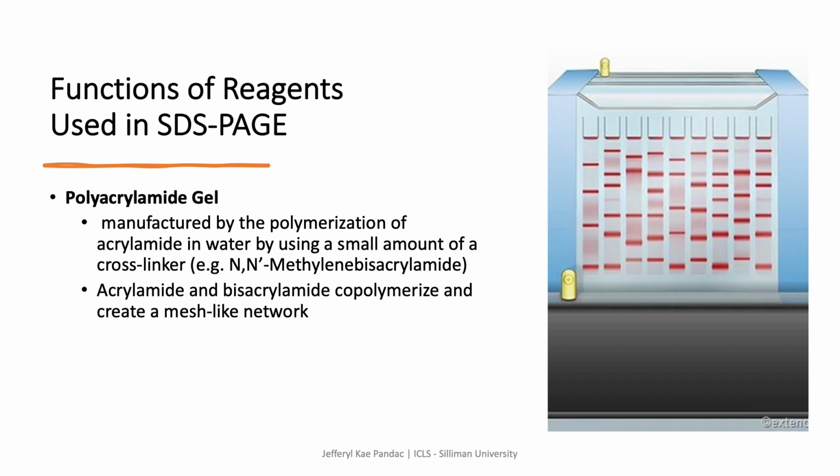Another important component of SDS-PAGE is, of course, the polyacrylamide gel. Polyacrylamide gel is manufactured by the polymerization of the monomer acrylamide in water, using a small amount of a cross-linker such as N,N'-methylenebisacrylamide. Hence, both acrylamide and bisacrylamide copolymerize and make a 3D network of straight chains of acrylamide with interconnections of bisacrylamide. The ratio of acrylamide and bisacrylamide determines the pore size of the gel.